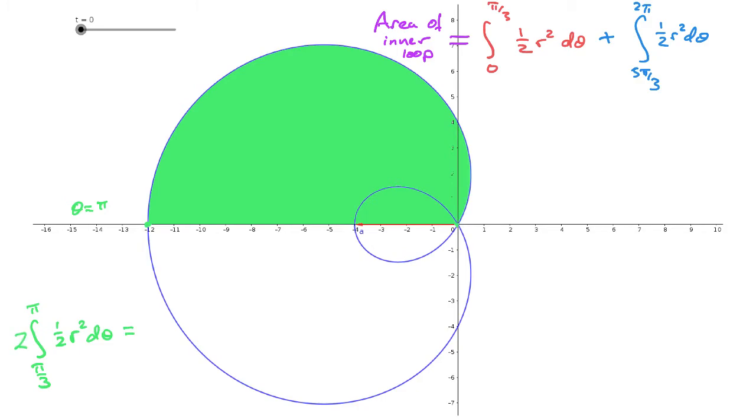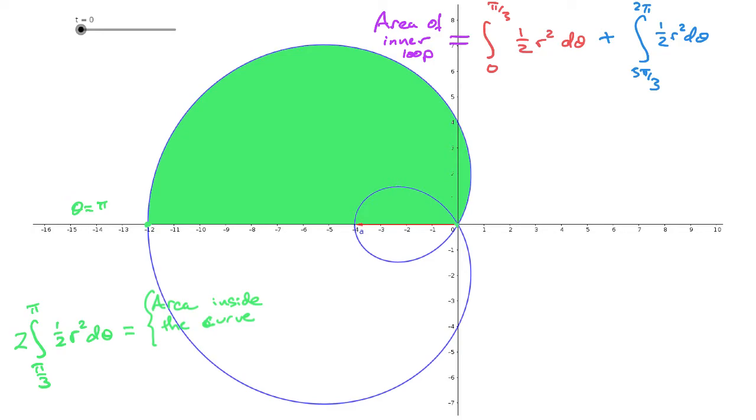then what this really gives us is the area inside the entire curve. So not necessarily just inside the outer loop, but the area inside the curve total that we would have there.